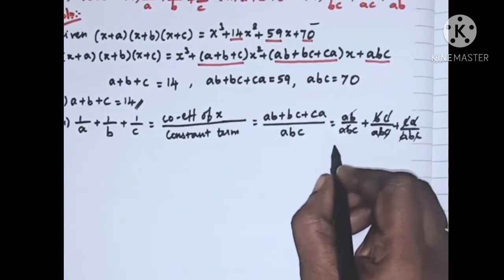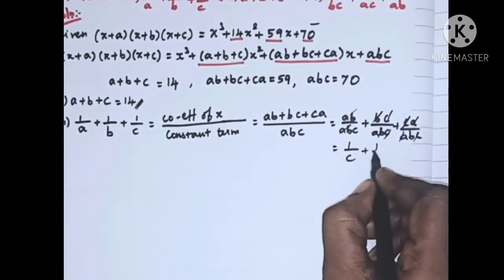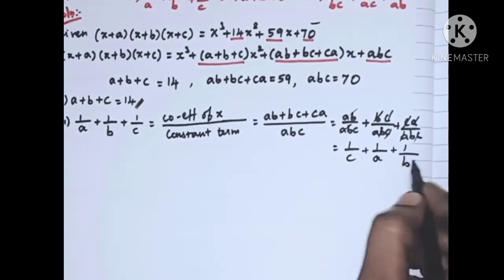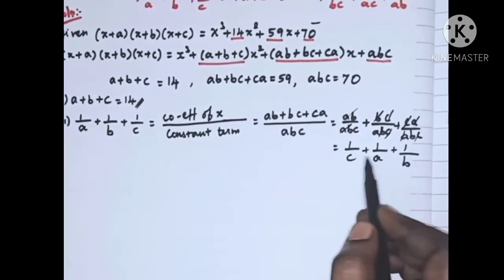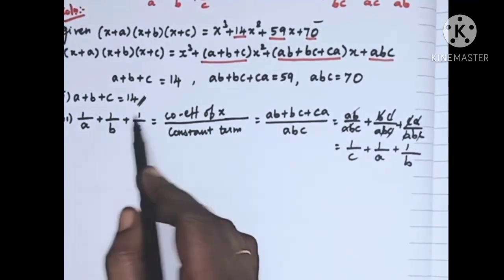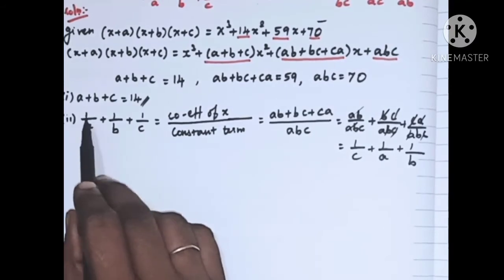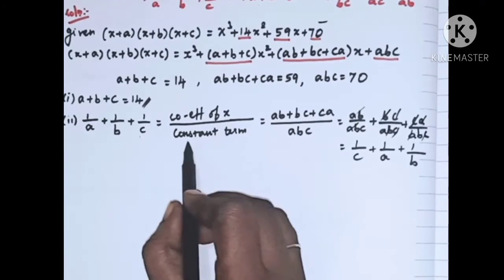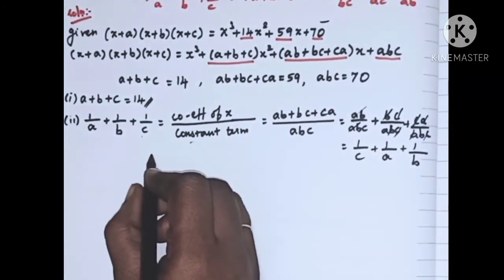So in this expression, we have 1 by c plus 1 by a plus 1 by b. So this is what we get. 1 by a plus 1 by b plus 1 by c is equal to 1 by a plus 1 by b plus 1 by c. So left hand side is equal to right hand side. So for this 1 by a plus 1 by b plus 1 by c, we have to find the coefficient of x by constant term alone. This is only enough for this second subdivision.